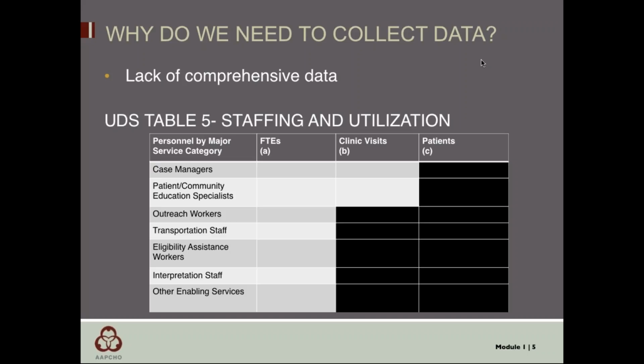So you can see on this table, the white is the part that definitely has to be tracked and reported. So you have to report the number of enabling services staff in various categories in your UDS, but only the number of visits by case managers and education specialists are tracked in the UDS. The number of visits that transportation staff, eligibility staff, interpretation staff, and others engage in do not show up in the UDS, nor do the number of patients engaging in any of these services. So it really is a very incomplete picture.